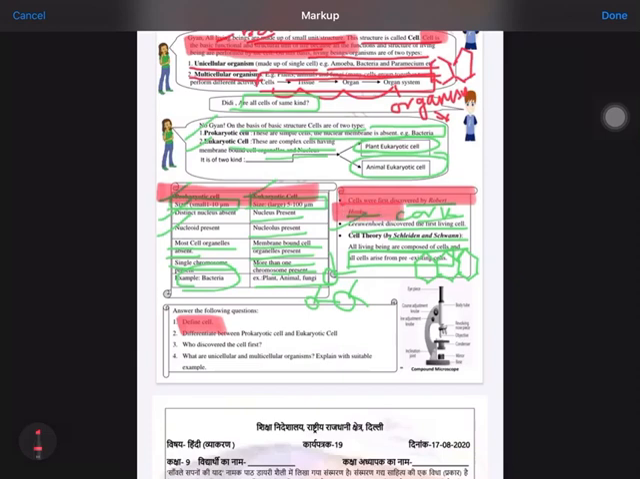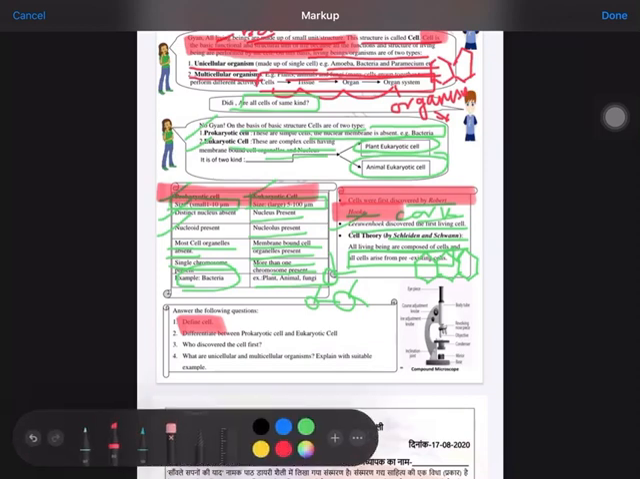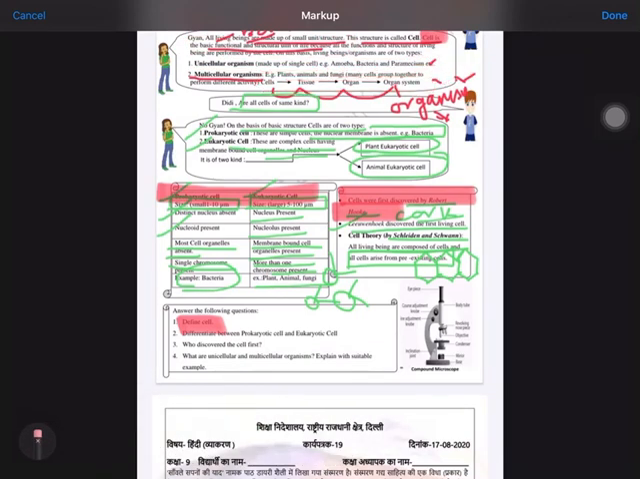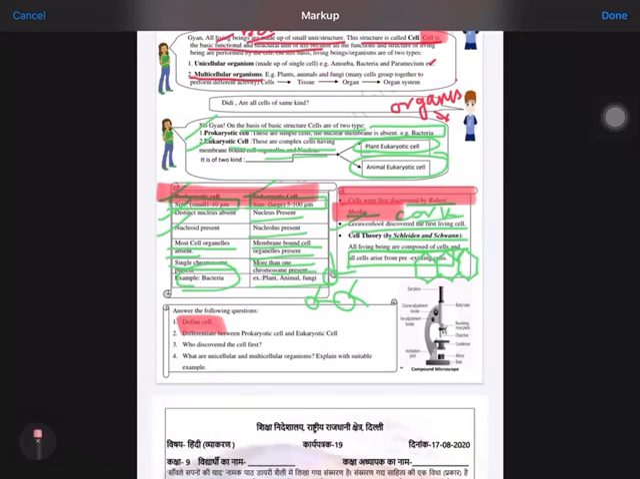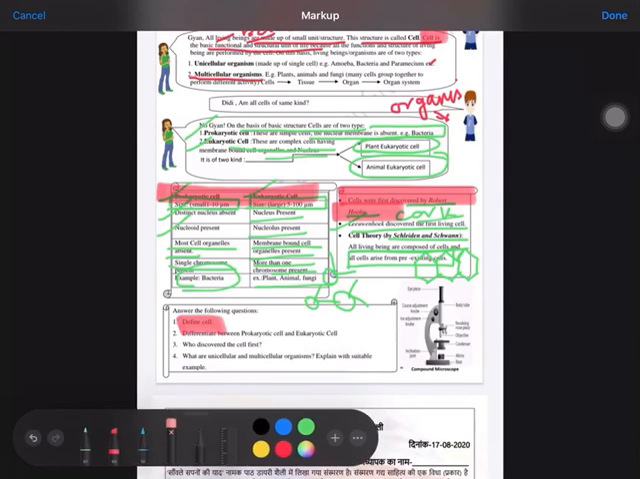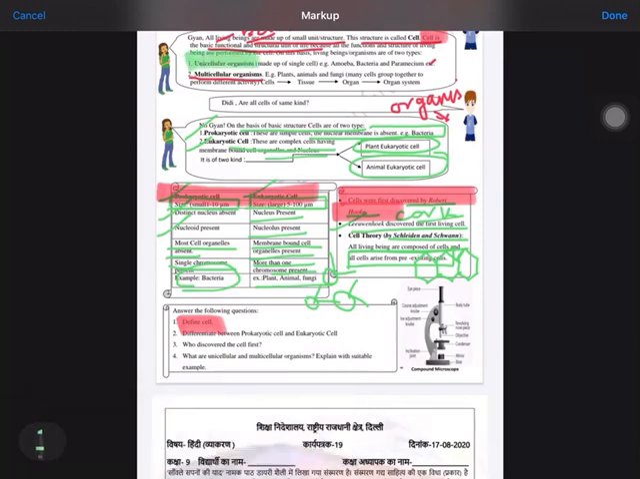And what are unicellular and multicellular? Explain with suitable examples. So you can take this answer from here also. Multicellular and unicellular: those made up of a single cell are known as unicellular, and those having multiple cells are known as multicellular. Okay, so this completes your worksheet.